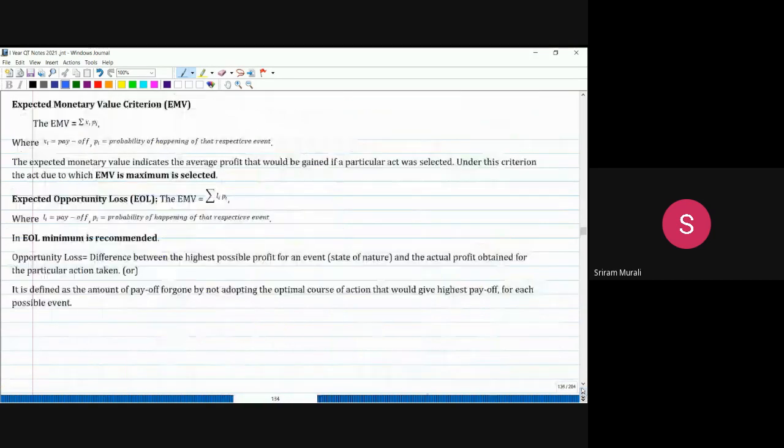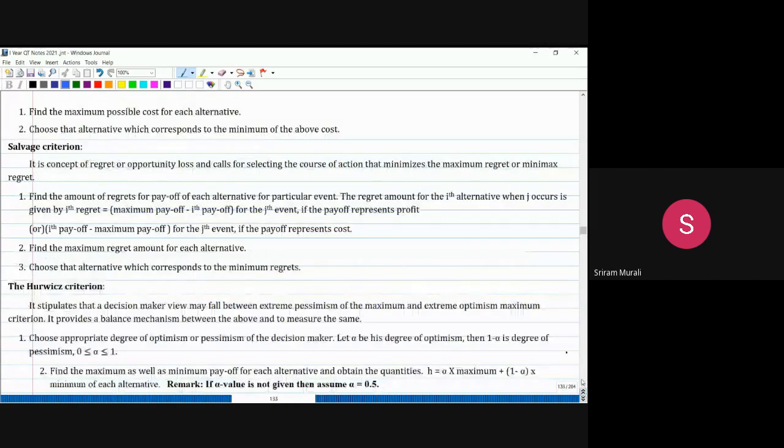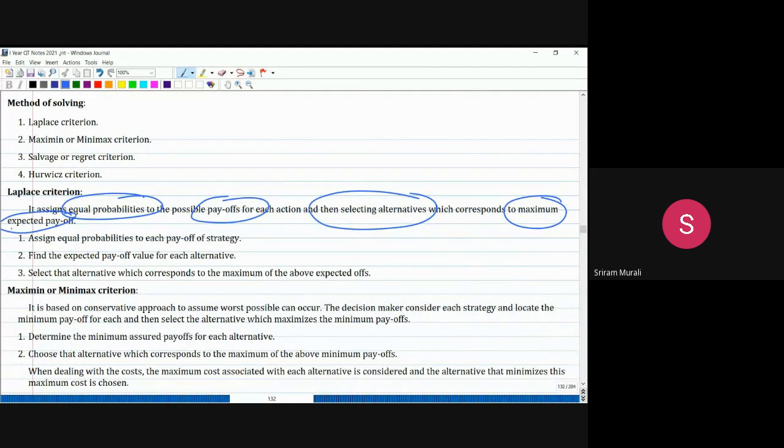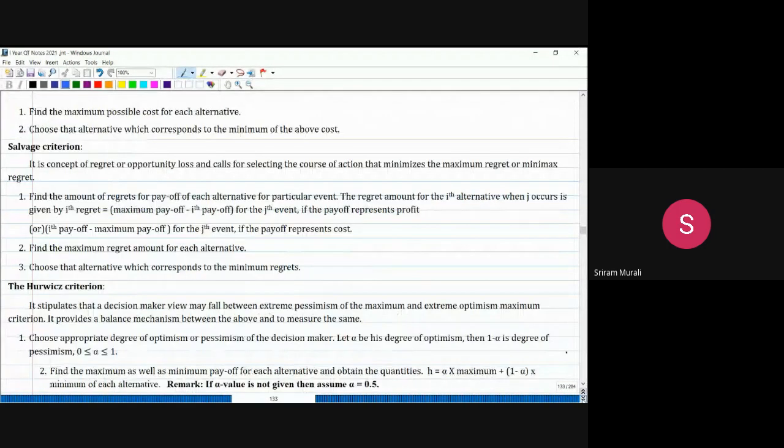Laplace method is an average of all. It assigns an equal probability to all the payoffs, then selects the alternative corresponding to the maximum. So what is the first step I want to do? Assign equal probability for every payoff in the given. What is a strategy? Strategy means it's a plan of action, which combination I have to take. Now find the expected payoff average for every alternative. Select the alternative which corresponds to the maximum of the above expected values. So now you come to the problem, have this in mind.